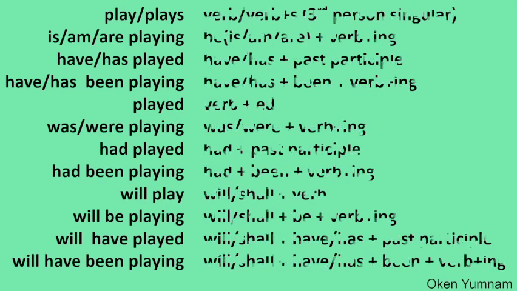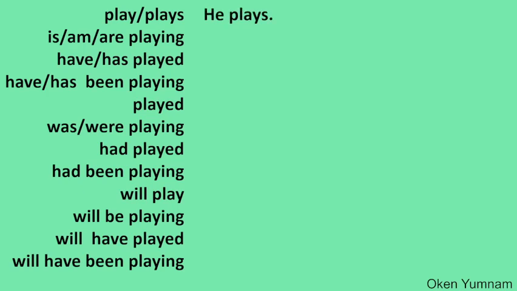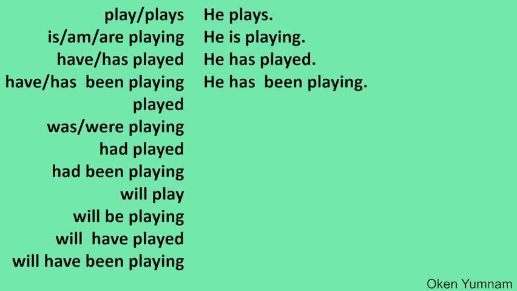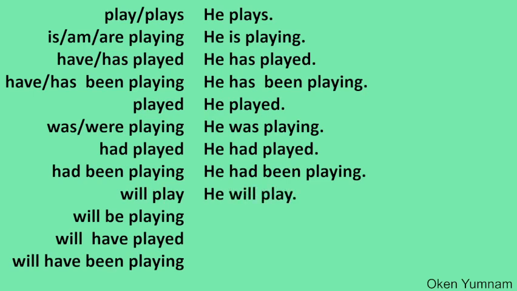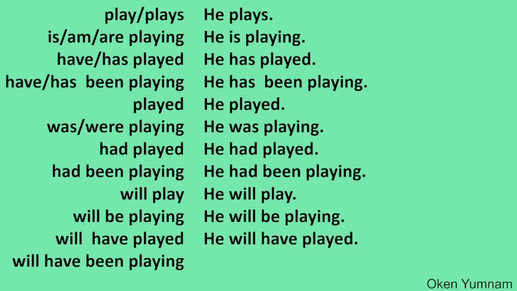Let's see in a sentence now. Simple ones here. He plays. He is playing. He has played. He has been playing. Now coming to the past, he played, he was playing, he had played, and he had been playing. Coming to the future, he will play, he will be playing, he will have played, and he will have been playing. So this is how we form the tense. This is the structure of the tense in English.